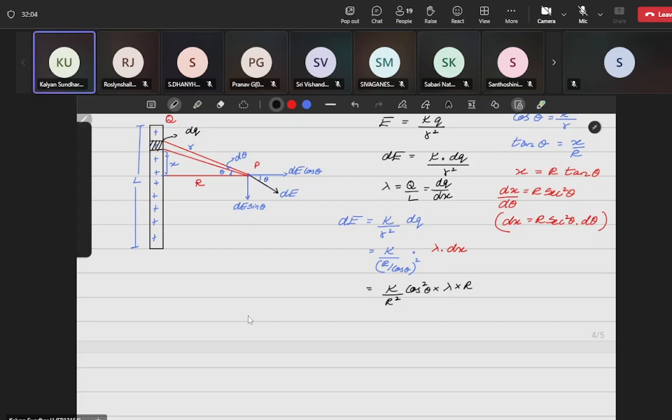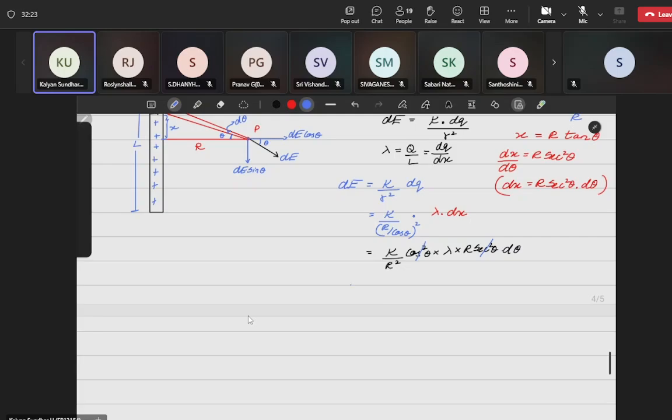What did we find out? dx is r secant square theta into d theta. Correct? What is secant square theta with respect to cos? 1 by cos theta is nothing but your secant theta. So this will also cancel. So your overall dE will be equal to, here one r, this r also will get cancelled, k by r into lambda into d theta. This complete term, now we will be integrating as a complete term.